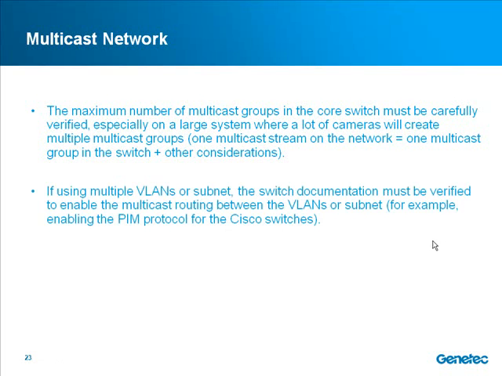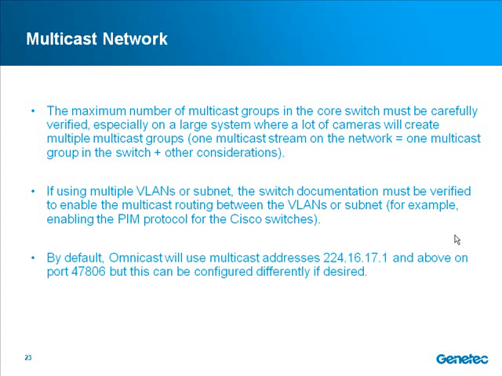Now, if you're using multiple VLANs on the subnet, we need to enable multicast routing between the VLANs or subnet. For example, this can be done on Cisco switches by enabling the PIM protocol. By default, Omnicast will use multicast addresses starting at 224.16.17.1 on port 47806, but this can be configured differently in the server admin if required.